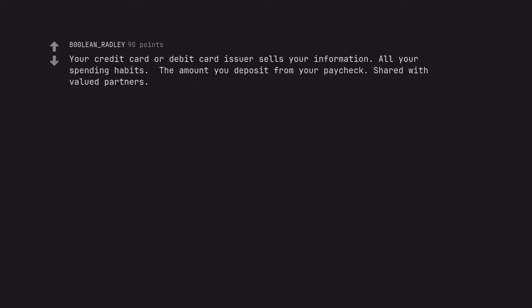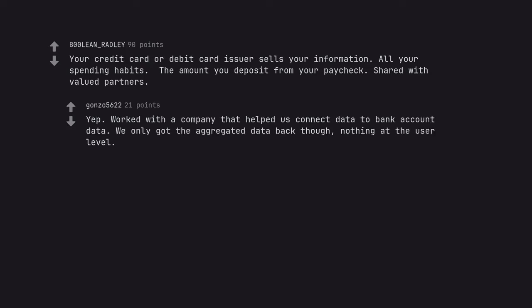Your credit card or debit card issuer sells your information. All your spending habits, the amount you deposit from your paycheck, shared with valued partners. Yep. Worked with a company that helped us connect data to bank account data. We only got the aggregated data back though, nothing at the user level.